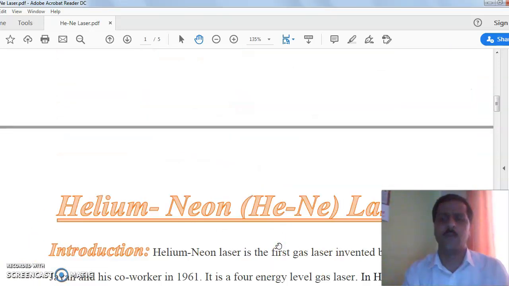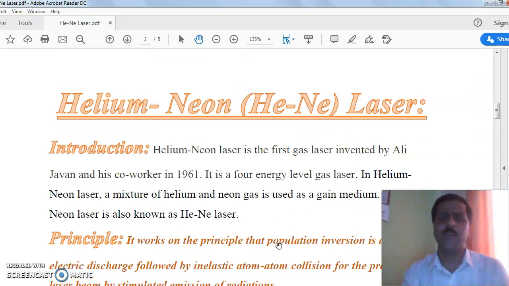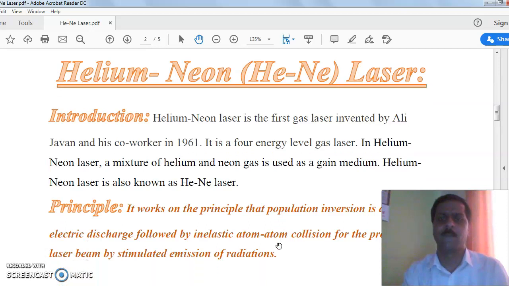So now, this helium neon laser, we start with the introduction. It was the first gas laser, invented by Ali Javan and his co-workers in the year 1961. It is a 4-level gas laser in which helium and neon, two gases, are used as the active medium.